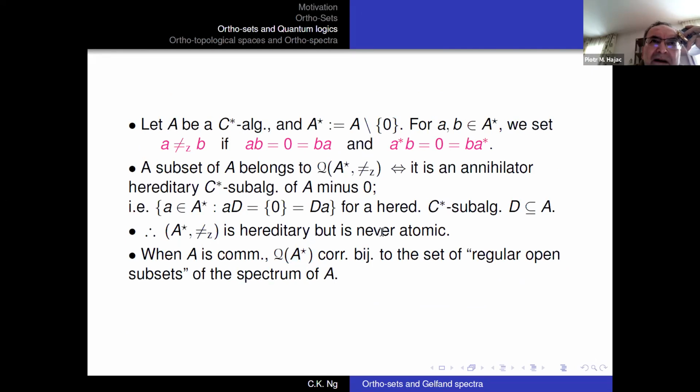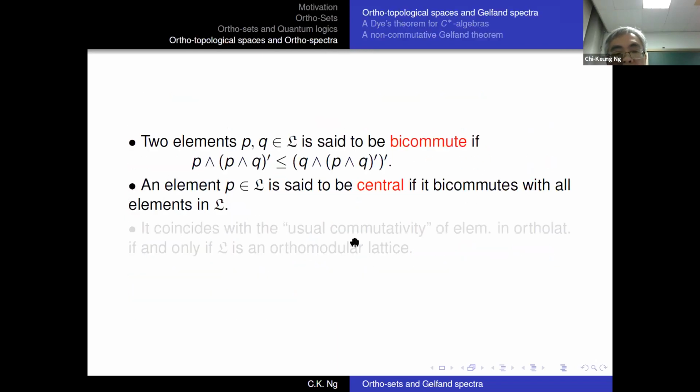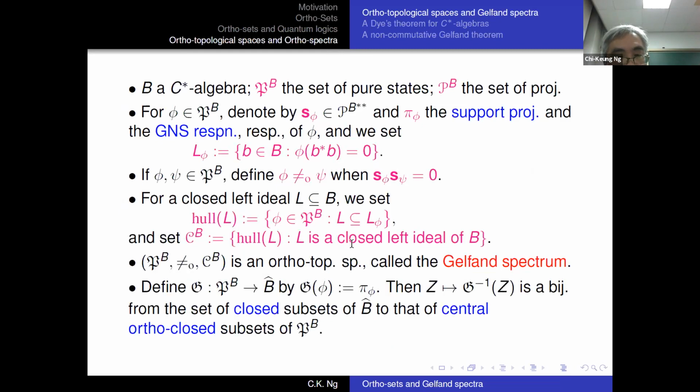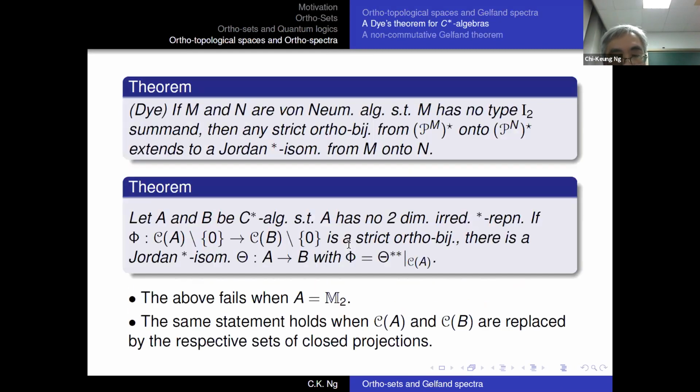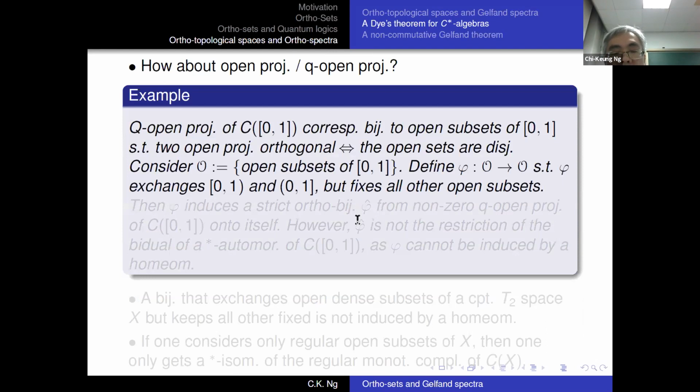So in, say, a usual compact Hausdorff topology, what would be an example of an open set which is not regular? For example, any open dense set is not regular. As I said, I showed you the example of getting the Dye theorem for open projection. The problem is precisely that there exists a subset that's not regular, because for a subset like this half open, half closed interval, the closure is the whole space. So the interior is the whole space itself. It's not a regular open subset.